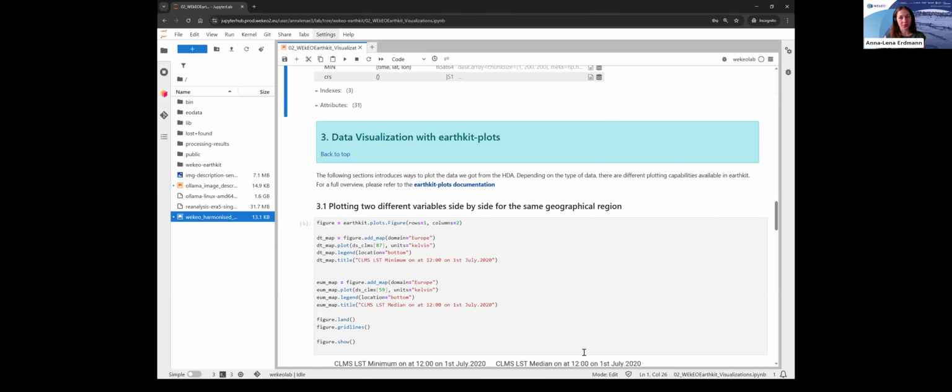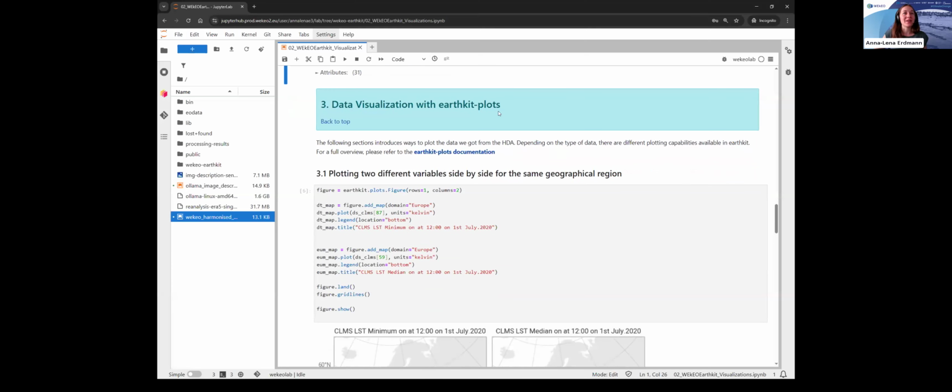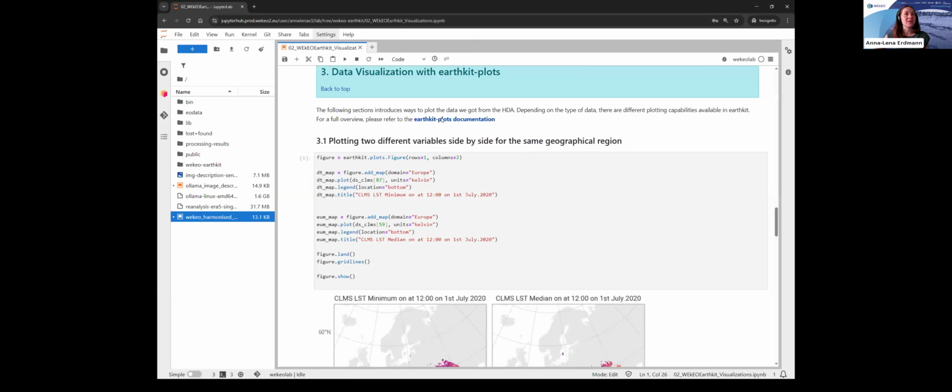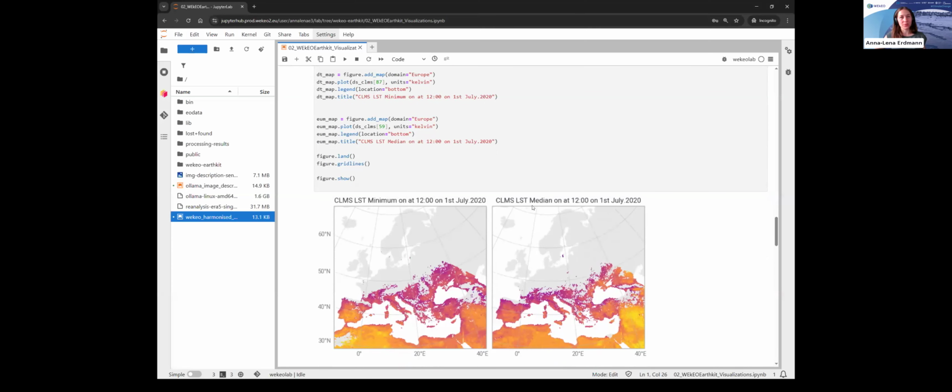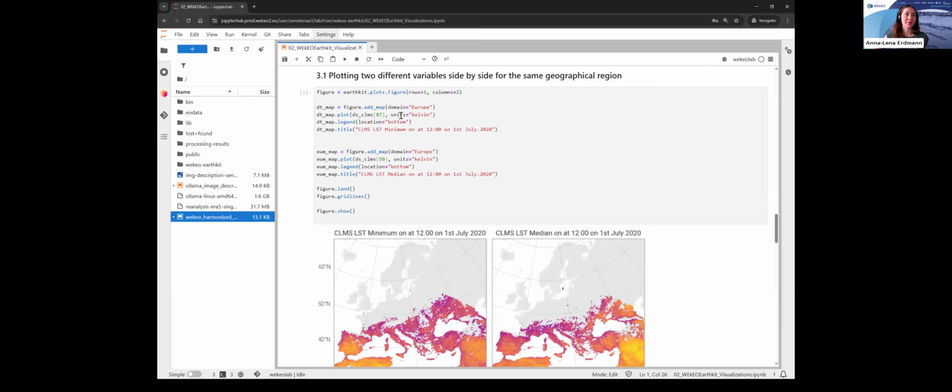I've executed the notebook a bit beforehand because the visualization takes some time, as it's quite a large data set. It's around 300 megabytes. So actually visualizing it is a bit difficult. And the Earthkit plots package really is useful because you do not have to worry about how to add a base map, how to add the latitudes and longitudes in your legend, but it all does that automatically.